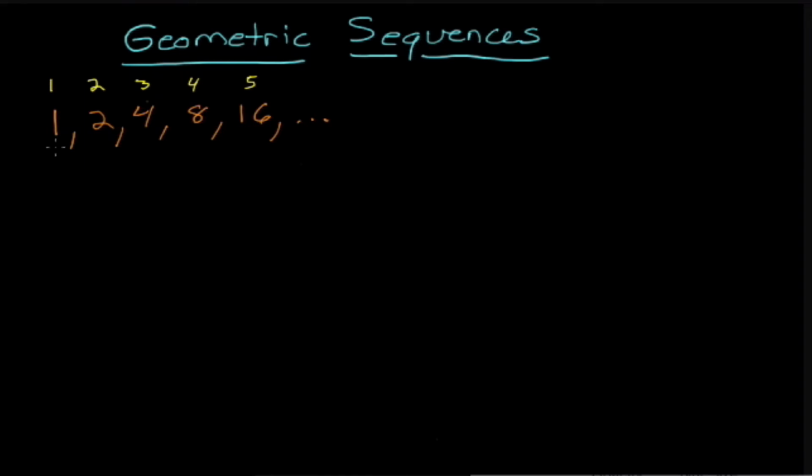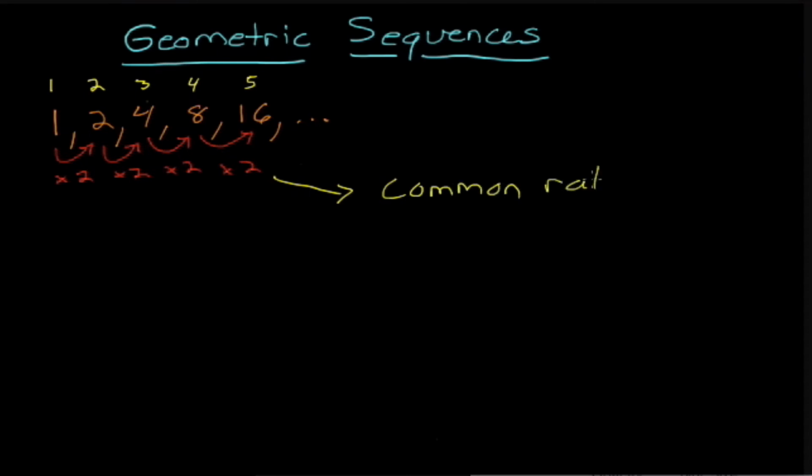So what you might find is to go from 1 to 2, we multiply by 2. We're not adding, but we're multiplying. To go from 2 to 4, again, we multiply by 2. From 4 to 8, multiplication by 2. And then from 8 to 16, multiplication by 2. So we're just multiplying by 2. And in arithmetic sequences, we call this the common difference, but since we're multiplying, we call this the common ratio. And I'll show you right now why it's called a common ratio.